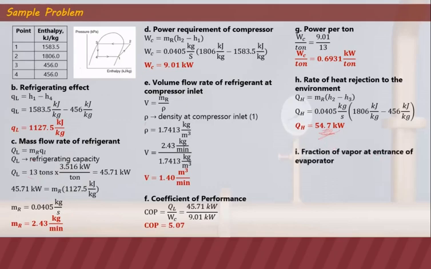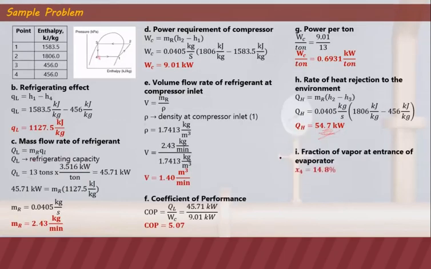The fraction of vapor at the entrance of the evaporator. The fraction of vapor refers to the fraction of vapor that enters at point 4, because this is the entrance of the evaporator. We already computed that, and we can find it in the table: the mass fraction of the vapor, or the quality at point 4, which is 14.18%.